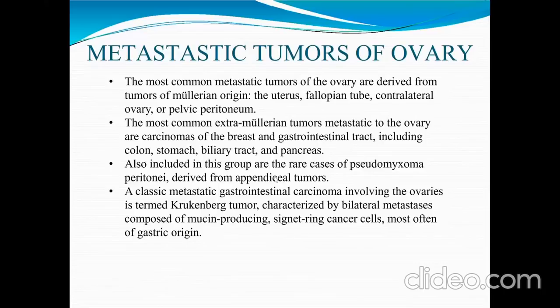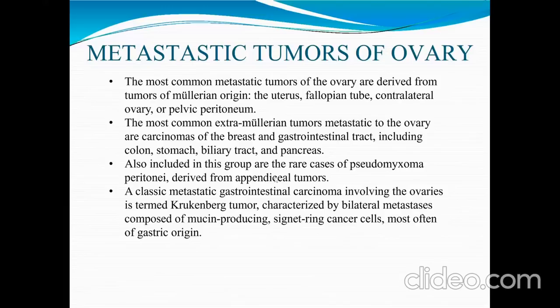Lastly, we will discuss metastatic tumors of the ovary. The most common metastatic tumors of the ovary are derived from tumors of Mullerian origin of the uterus, the fallopian tube, contralateral ovary, or pelvic peritoneum. The most common extramullerian tumors metastatic to the ovary are carcinomas of the breast and gastrointestinal tract, including colon, stomach, biliary tract, and pancreas. Also included in this group are the rare cases of pseudomyxoma peritonei derived from appendiceal tumors, as we have already discussed before.